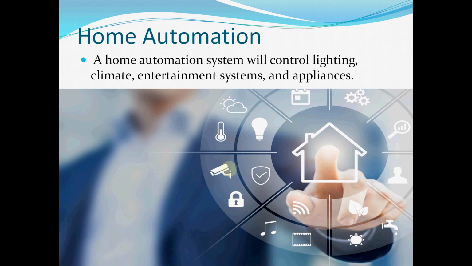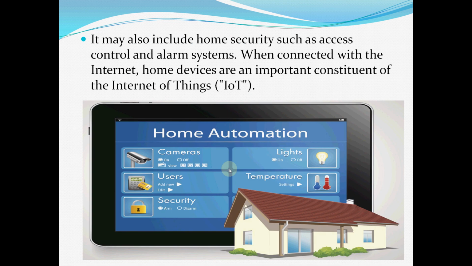Whereas home automation will control lighting, climate, entertainment system, and appliances. So it can be mainly used for security purposes. You can control your security cameras, user ID passwords from your phone, from anywhere around the world.